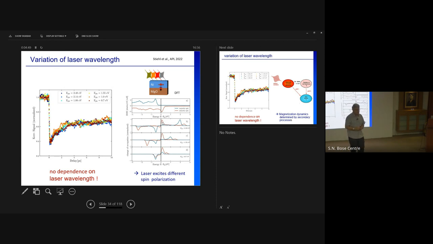Maybe we take some more questions. Just one last question about the iron nickel alloys that you have shown. The difference in the demagnetization times, can it be related to the Curie temperature of these materials?